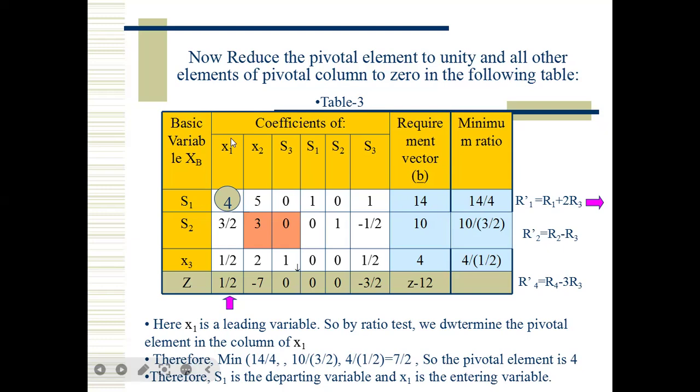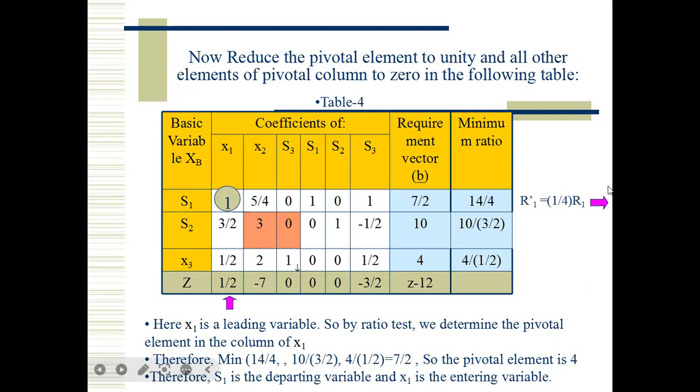So x1 is entering the basic and S1 will be leaving. By ratio test, we determine 14 by 4, 10 by 3 by 2, 4 by half. Here the minimum is actually 14 by 4, so 7 by 2. So we make this 4 into unity and all other elements 0. How do we get this in the next table? Just dividing the whole row 1 by 4, each element becomes this.